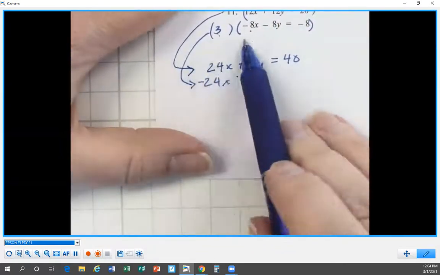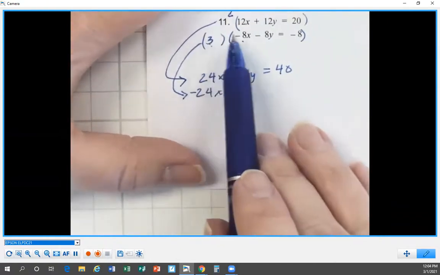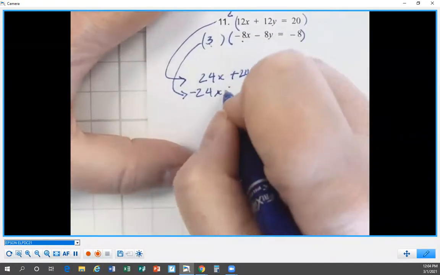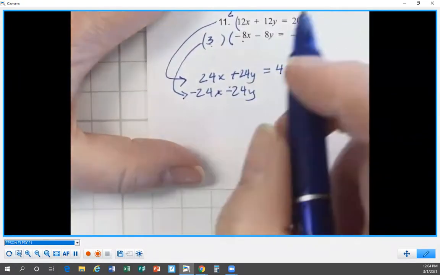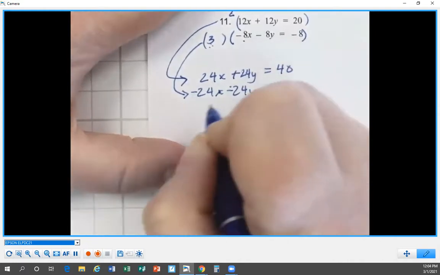Sorry about that. But to the second equation, we're multiplying by 3. 3 times negative 8x is negative 24x. 3 times negative 8y is minus 24y. 3 times negative 8 is negative 24.